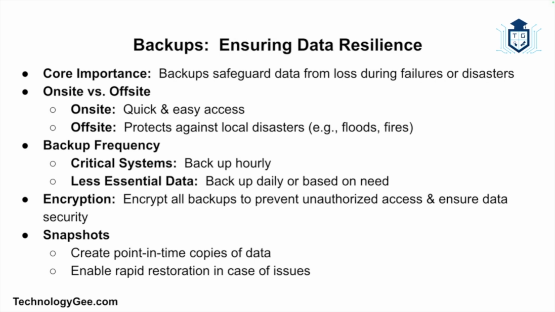So we have on-site versus off-site backups. On-site backups, they are quick to access, but off-site backups, they protect against local disasters. Then we have what is called backup frequency. So you want to back up data based on its criticality. Critical systems might need hourly backups, while less essential data can be backed up daily.